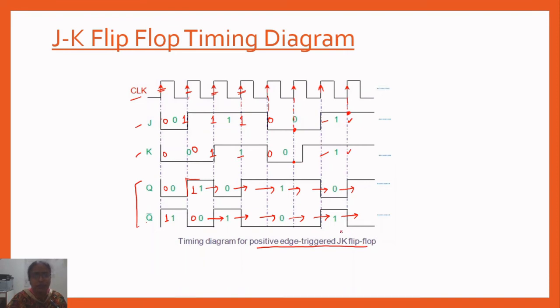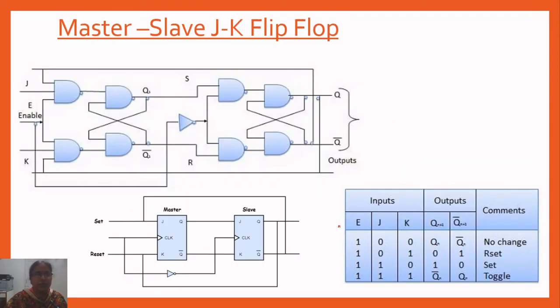Positive edge triggered means at the positive edge of the clock, the change at the output will occur, or the flip flop is enabled at that instant. So coming to the master slave JK flip flop, to remove the limitation or the race around condition in JK flip flop, we are using the master slave JK flip flop. As the name suggests, it is a master and a slave flip flop that are being used. So first one is the master and second is the slave.